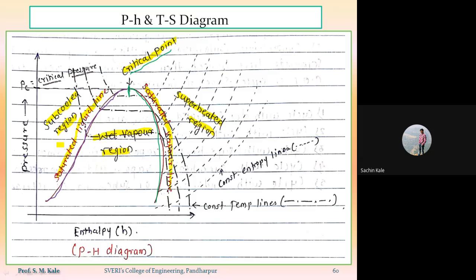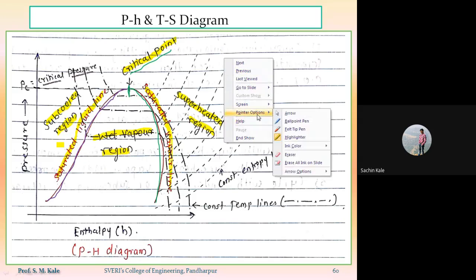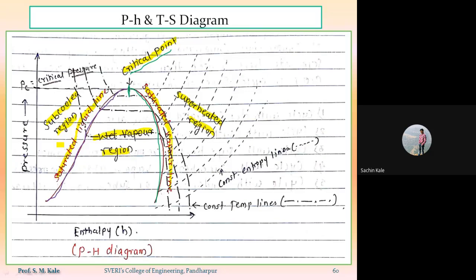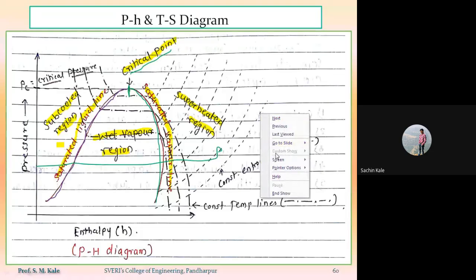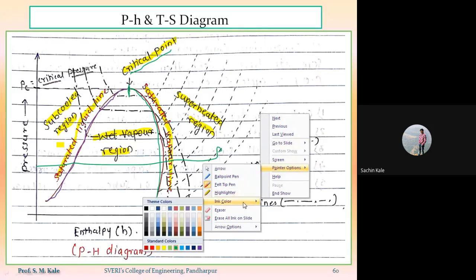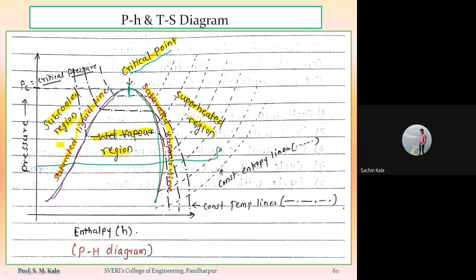Okay. Now on this pH chart, we have to draw the various lines. So here, if I want to draw constant pressure line, how will that constant pressure line be drawn? Any horizontal line on this chart will indicate the constant pressure line. Then if I want to draw constant enthalpy line, how should I draw that? Any vertical line on this chart will indicate the constant enthalpy line.